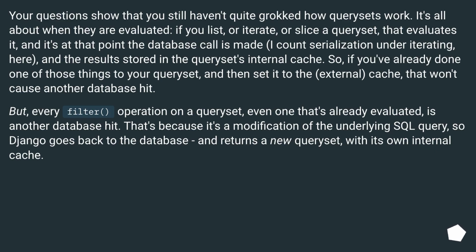But every filter operation on a query set, even one that's already evaluated, is another database hit. That's because it's a modification of the underlying SQL query, so Django goes back to the database and returns a new query set with its own internal cache.